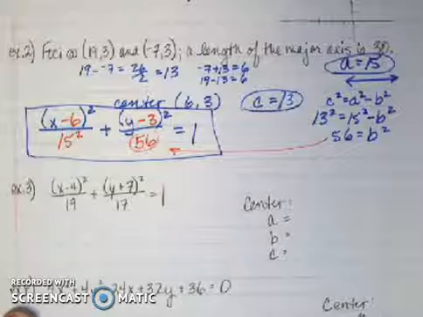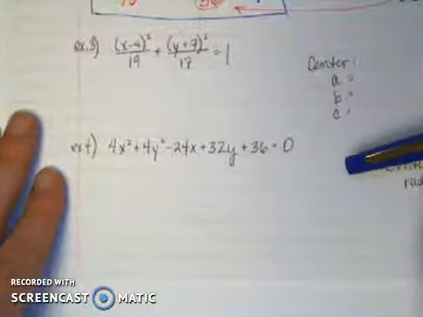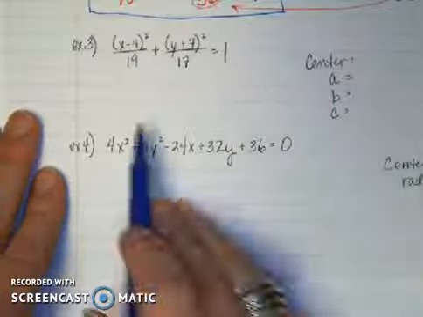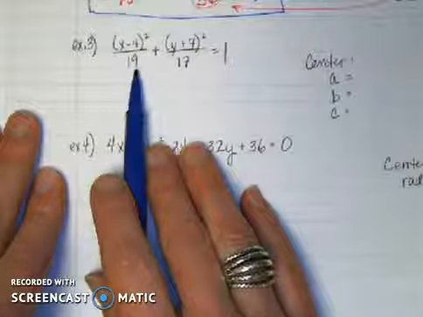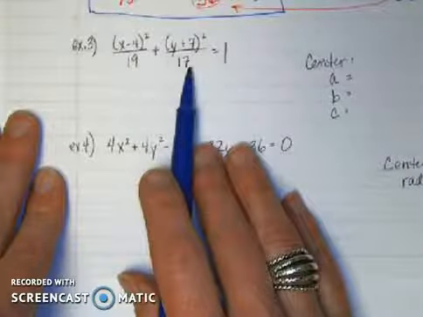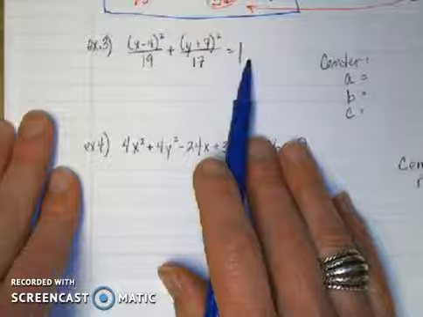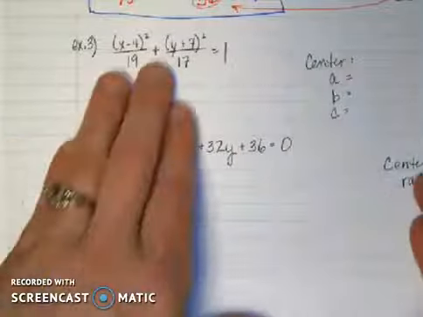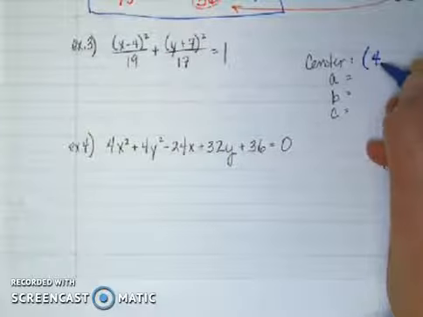Let's look at example 3. Example 3 gives you an equation and says find the center, A, B, and C. The equation is (x minus 4) squared divided by 19 plus (y plus 7) squared over 17 equals 1. Okay, let's write the center down. Center would be your h and your k. So that's going to be at (4, -7).